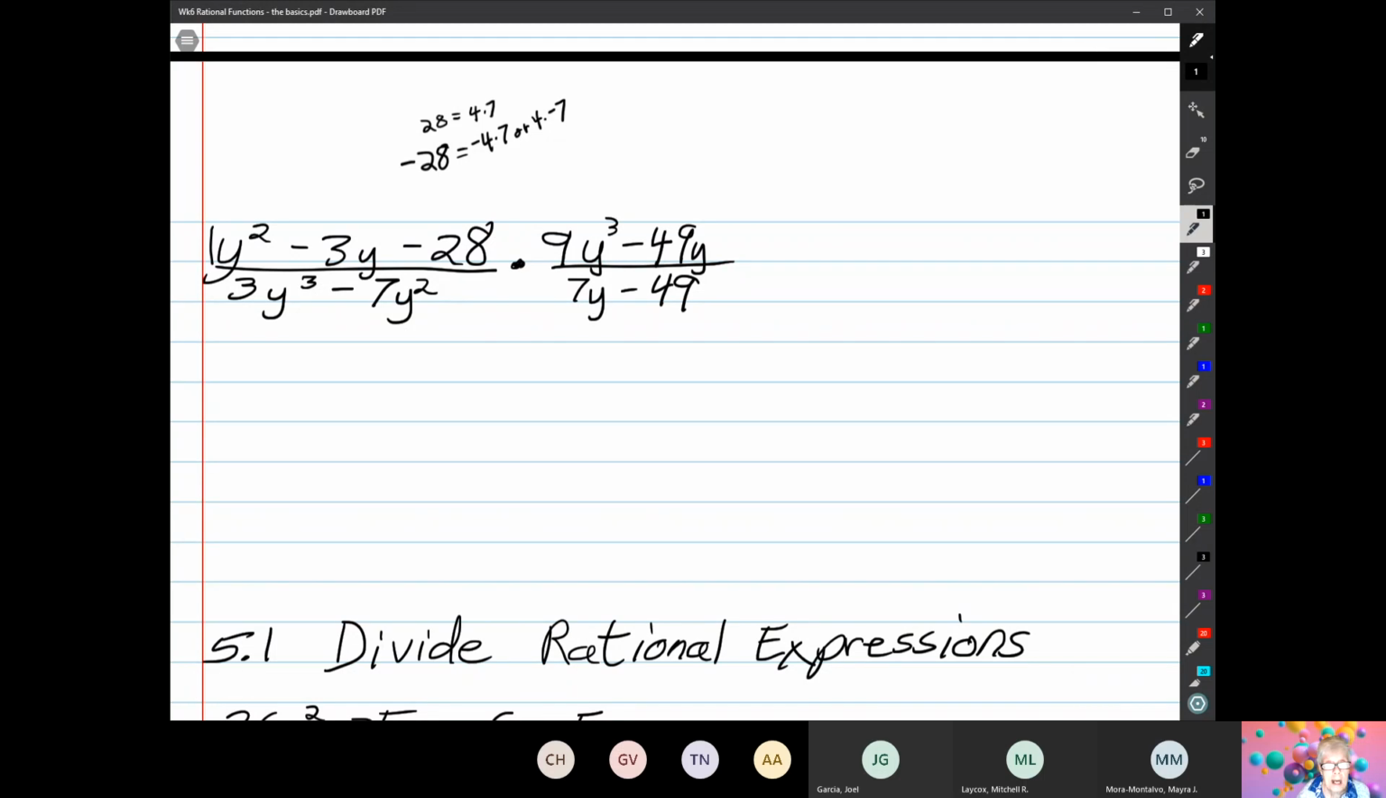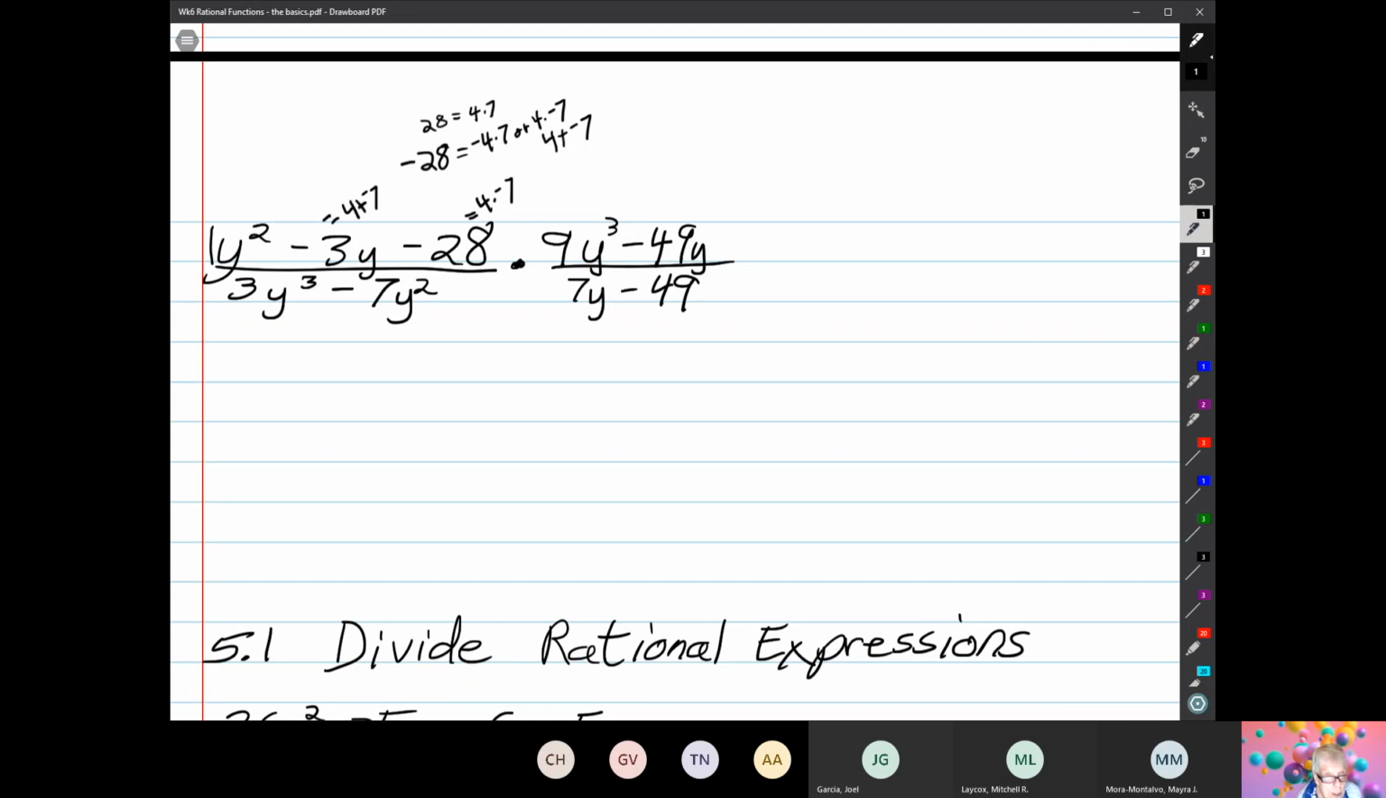And which ones do I add together to get negative 3? Well, positive 4 plus negative 7. So now I know how to factor this. And I'm going to go to that extra step of negative 28 equals positive 4 times negative 7, and negative 3 equals positive 4 plus negative 7.